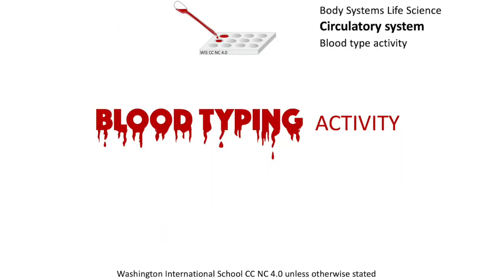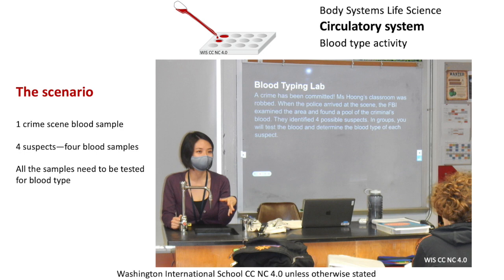And then we're going to look at a blood typing activity. You can read what the activity is there, the crime committed with Miss Hong's classroom. But we're going to have one blood sample from the crime scene and 4 suspects, and their different 4 blood samples, and all the samples need to be tested.